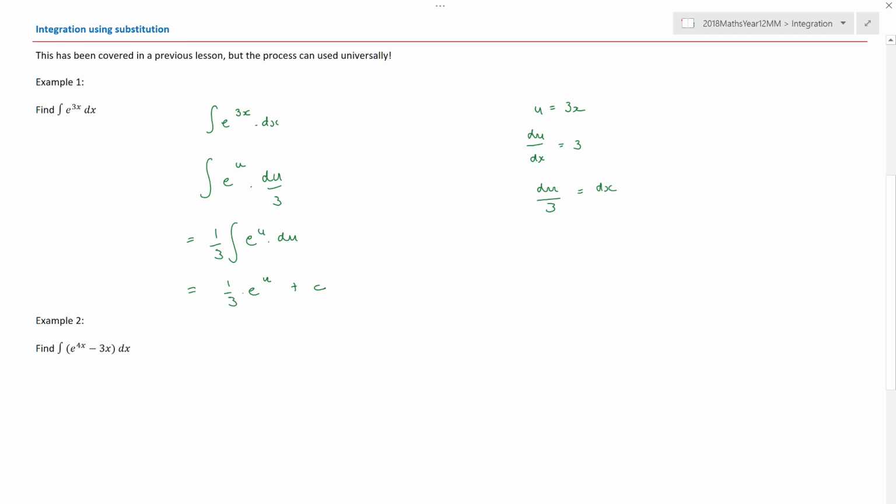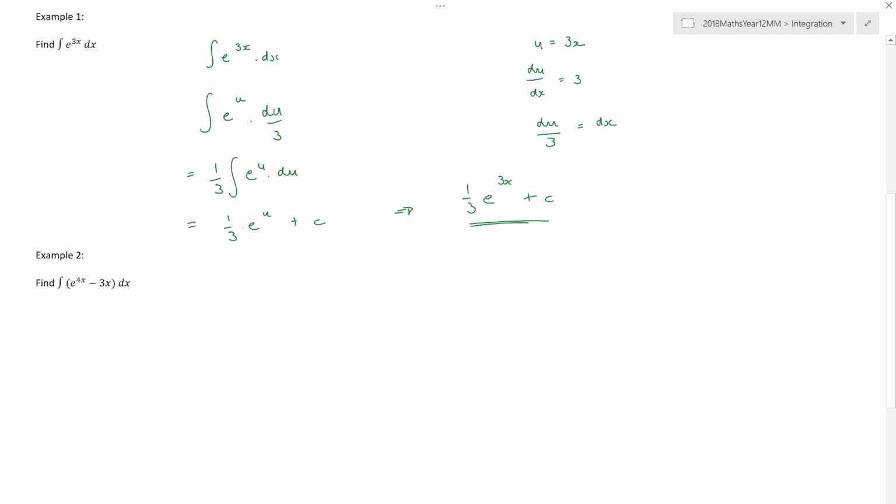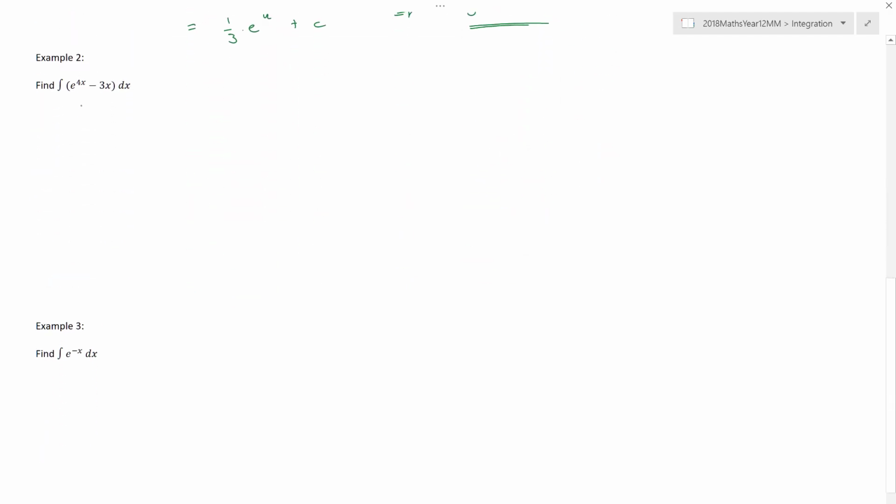Is that my final answer? No, because we wanted it in terms of x, and so ultimately my answer would become 1/3 e to the 3x plus c. Fabulously wonderful. What about this example? Now again, notice the use of the brackets. The brackets have to go around each of those individual terms. Miss the brackets, lose the marks.